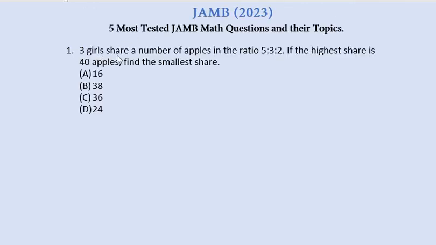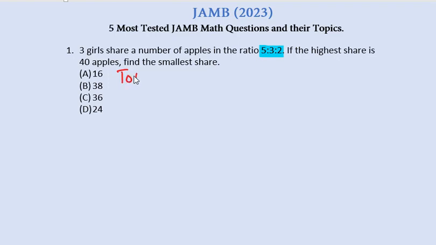3 girls share a number of apples in the ratio of 5:3:2. If the highest share is 40 apples, find the smallest share. Okay, in a ratio question, the first thing you need to do is to find the total ratio. So we are going to approach this question step by step until we arrive at the final answer. So the first step you need to do whenever you see a ratio question is to find the total ratio.